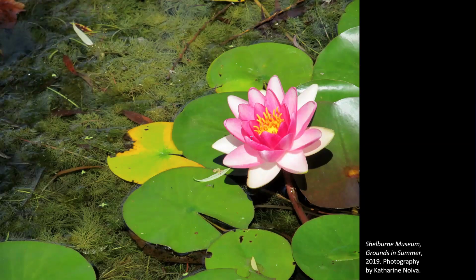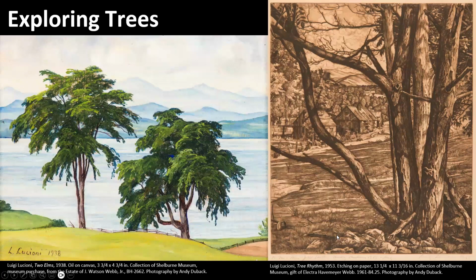Okay, we're going to move on to the next piece of this, which is exploring trees. Sarah, you want to give us any framing? So, just quickly, these are two trees by Luigi Lucioni. One is called Two Elms, and the other is called Tree Rhythm. Two Elms is on the left, and Tree Rhythm is on the right.